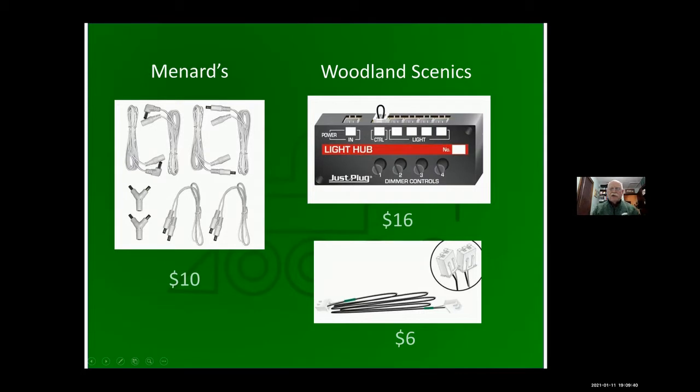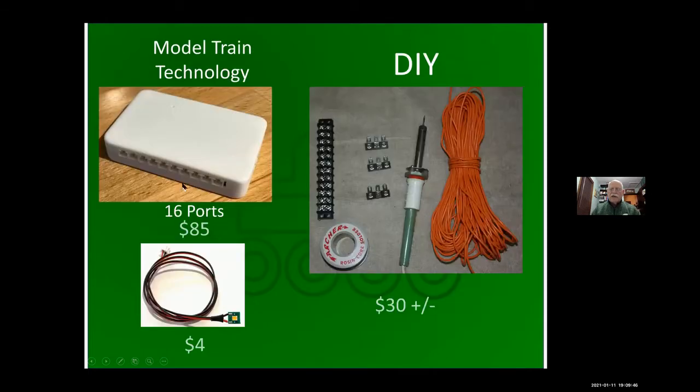Model Train Technology is a whole different ball game. They have a 16-port box, and that's $85, but it has a lot of capabilities. And I'll get back to talking about that a little later on. Their connectors are about $4 each. And for your do-it-yourself guys, you're going to have to buy some wire, some terminal strips, do some soldering and so on. You can get going really well for $30, but it depends how elaborate you want to make it. It can go up from there.